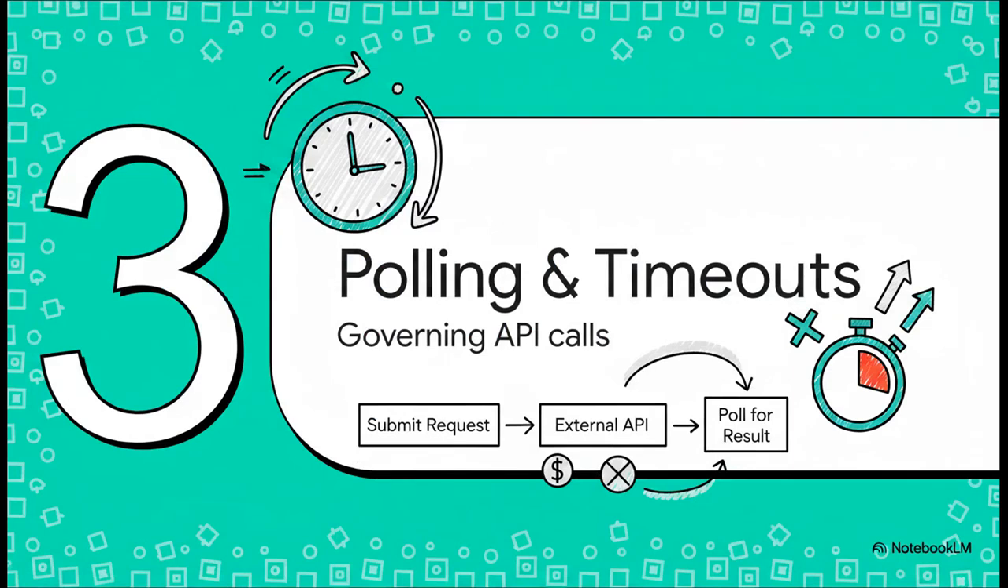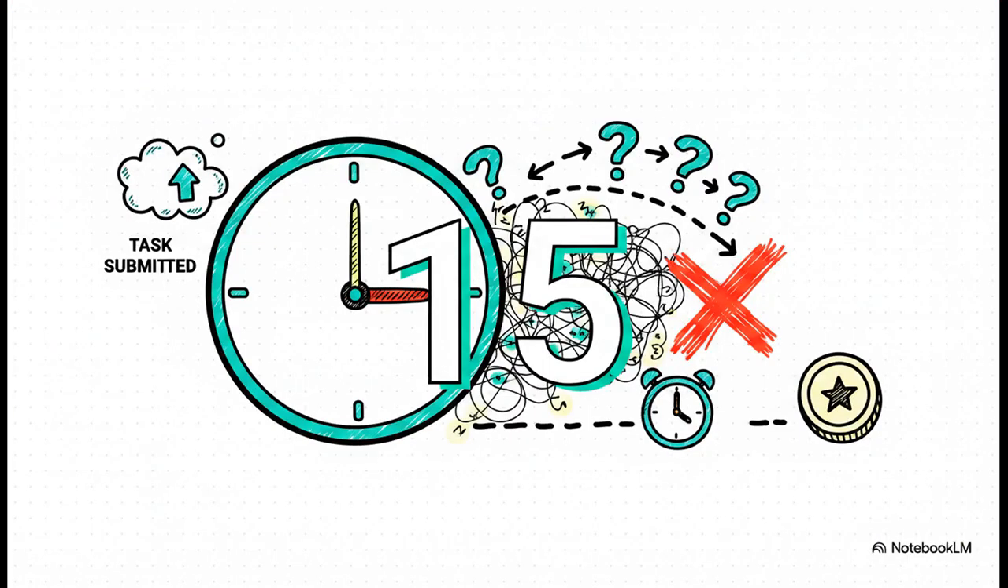Okay, part 3, polling and hard timeouts. It's time to govern the API call. Because CAPTCHA-solving APIs typically rely on a submit and poll mechanism, you need really rigid operational limits to manage this cadence. Otherwise, you're just going to burn right through your account balances.